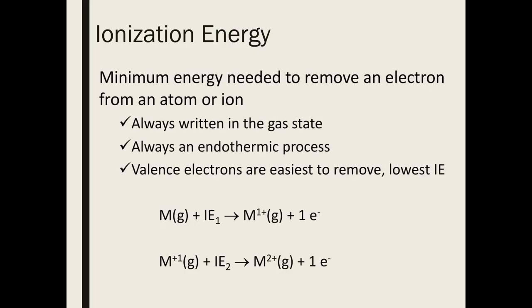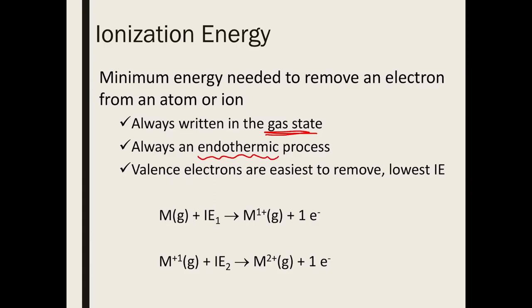So ionization energy is the minimum energy needed to remove an electron from an atom or an ion. That's the technical definition. The way that we write these reactions, we're always going to write them in the gas state, and we're going to get more into this soon when we get into bonding. This is an endothermic process. It requires you to put in energy to pull off an electron.